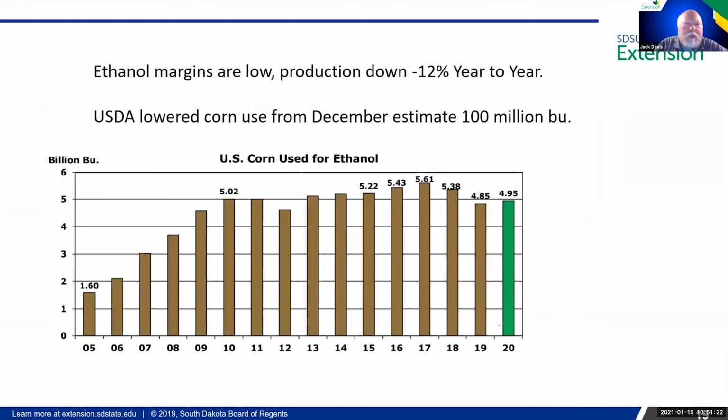Well, as we all know, ethanol margins are low and production is down about 12% year to year. So USDA lowered its corn use for December by 100 million bushel. And this is the January or final January estimate of use for ethanol.